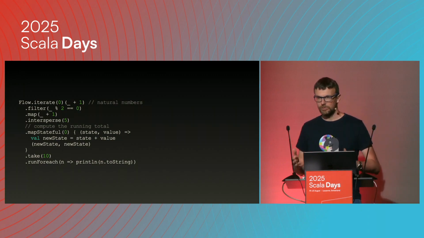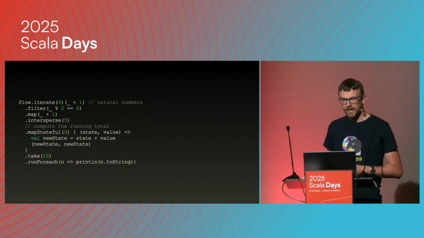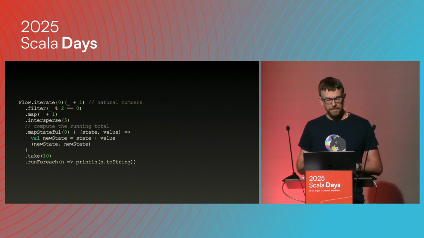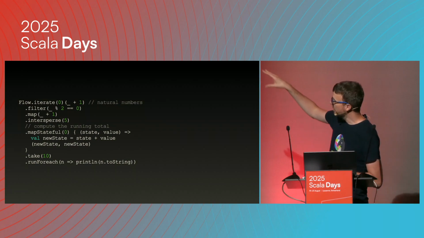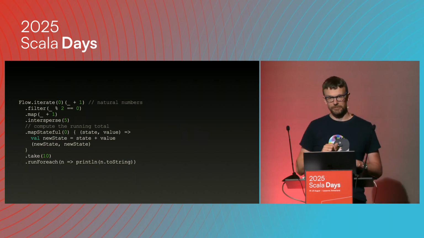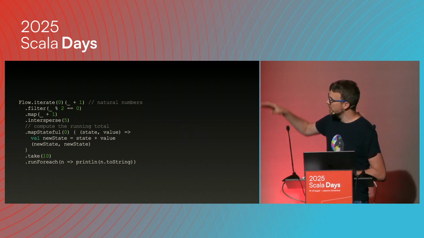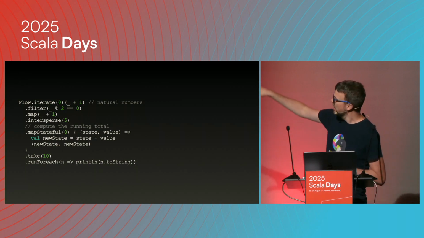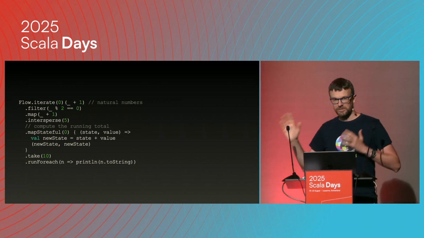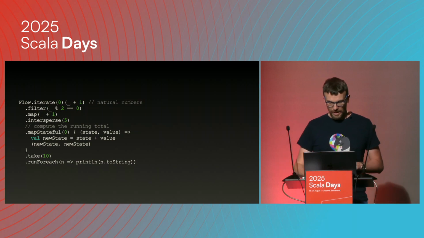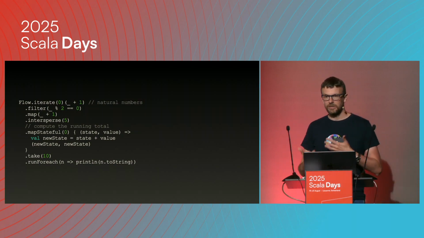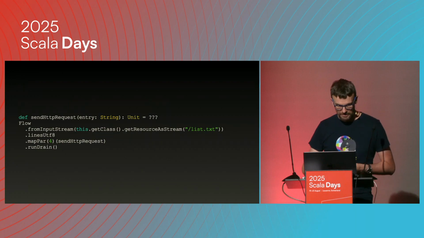So if you know FS2, if you know Akka streams, the API is very often very similar. However, it's tailored to work well with direct style, right? So you don't see any IOs, you don't see any futures, you just write the code that you need. So this is an example that shows something you might do with a collection, but of course it gets more interesting when we enter into concurrency.